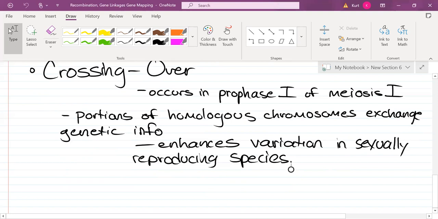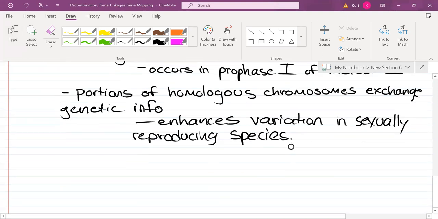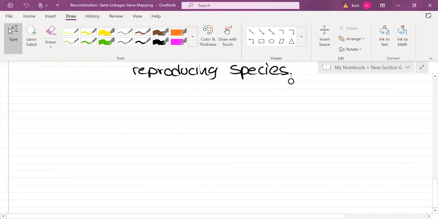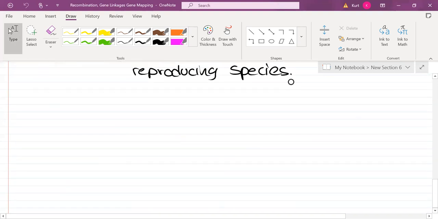Every generation is going to be different than the one that came before it. So what I want to illustrate for you today is how crossing over happens, and also how sometimes Gregor Mendel's law of independent assortment has an exception to the rule, and it's called linked genes.